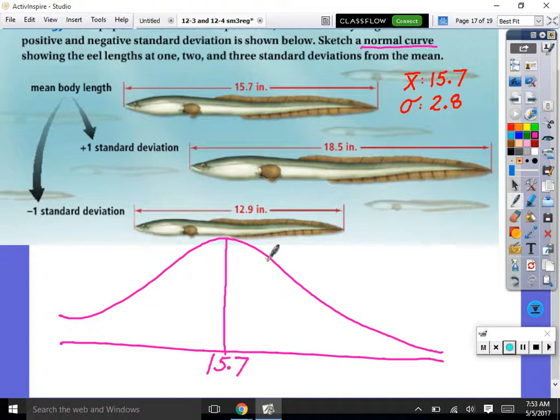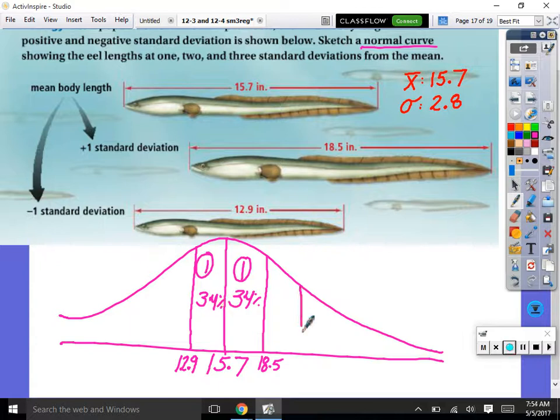And then it says one standard deviation above is shown. So then it will be up to 18.5 inches. That's one standard deviation above. And then one standard deviation below is 12.9. So now if you look at that and you add up that distance and you subtract that distance, it's 2.8. So our standard deviation is 2.8. Does that make sense? So then what percent goes here and here? 34% and 34% for normally distributed data. Does everybody understand?